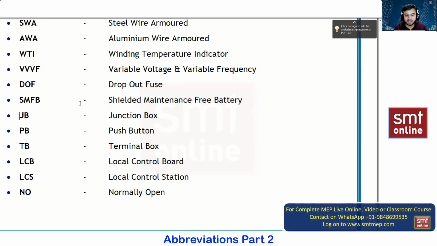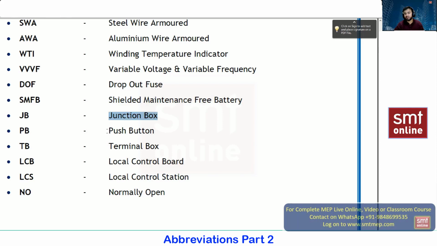Next, talking about the shielded maintenance free battery, nothing but a dry battery. Nowadays, in your inverters or UPSs, we have the dry battery, just use and throw. These batteries will have a life of 48 months, 56 months. So by default, after this age, you have to recycle the battery. Again, JB, nothing but junction box. For your PVC conduit accessories, we have this.